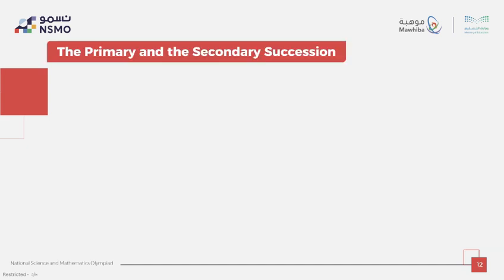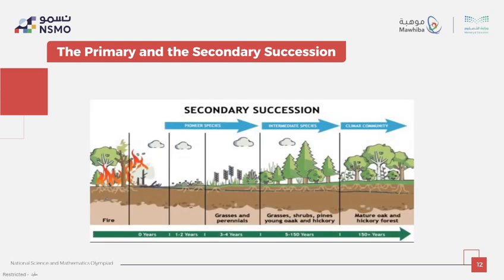On the other hand, we have secondary succession, and this process starts after a disturbance where soil still exists. And we have 5 stages. First stage: fire or disturbance. A fire or storm destroys the existing community, but the soil remains. Moving to the second stage, grass and perennials. It takes from 1 to 2 years. Grasses and small plants grow quickly because seeds and roots are already in the soil.